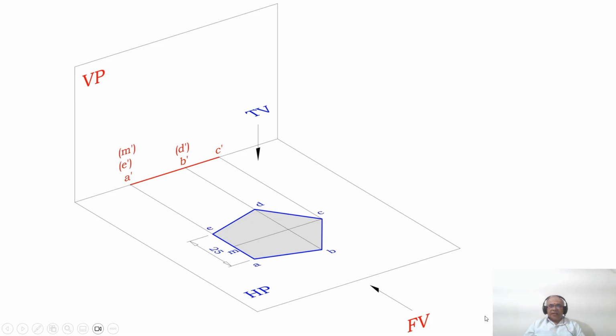Why is M dash in brackets? If you look from the front view, A is hiding the point M. Therefore, M dash becomes invisible. So this is how you will be able to analyze the pentagonal lamina in 3 dimensions in the first position.